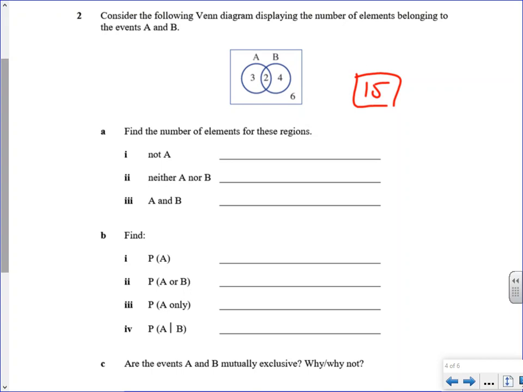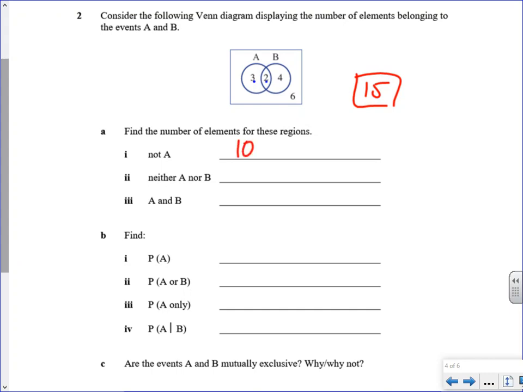So first of all, how many are not in A? Again, we could count the amount of things that are B only, or the things that are neither, or just realize that here they've got the 3 people that are in A and the 2 people that are in both. So it means there's 5 people that are in A. If there's 5 that are in A, that means there's 10 that aren't in A. So the answer is 10.